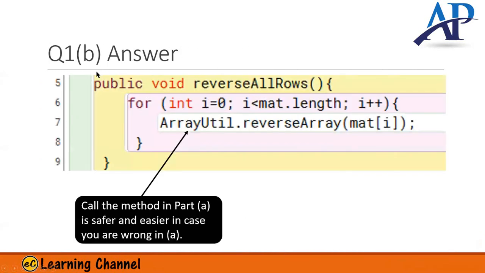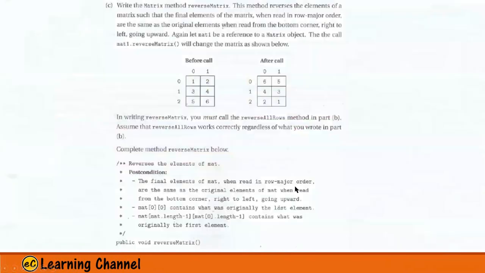So now we just need to do this to reverse all of the rows. So this one actually is not hard. And then part C, now you need to actually do a complete reverse. You reverse the whole matrix.